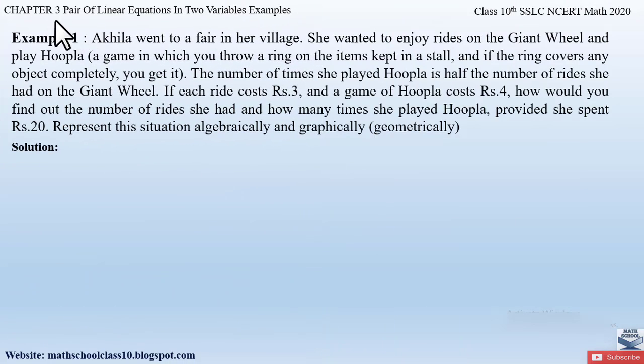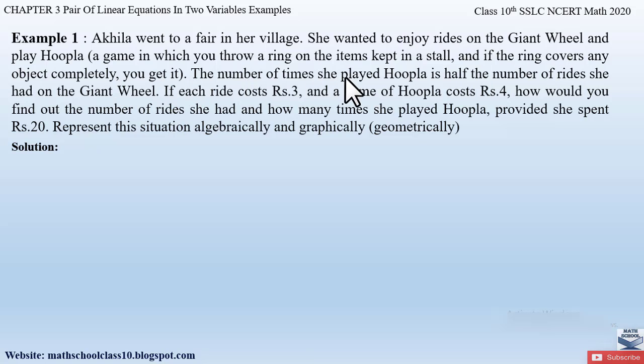Example 1 from chapter 3, pair of linear equations in two variables says, Akila went to a fair in her village. She wanted to enjoy rides on giant wheel and play hoopla. I'm sure you have seen this game if you have been to a fair. It is a game in which you throw a ring on items kept in a stall, and if the ring covers any of the objects completely, you will get that object.